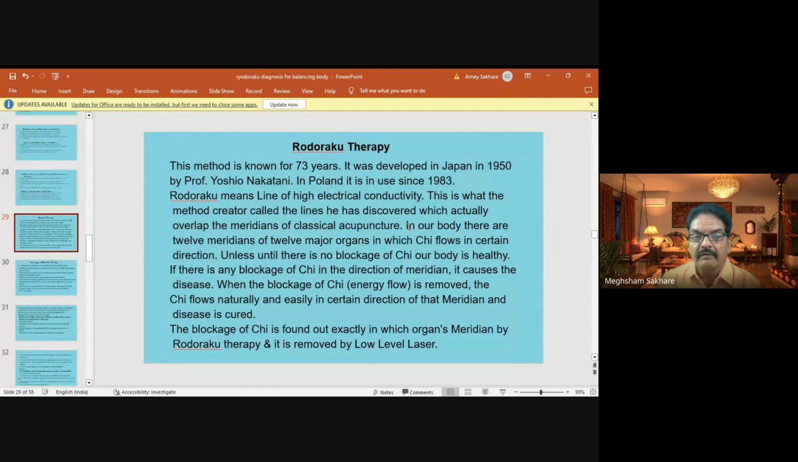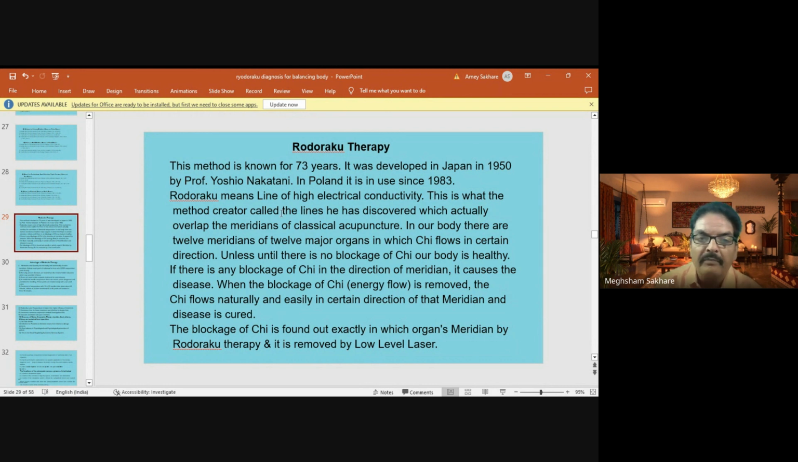Now all these rules are used in Rodoraku therapy. This Rodoraku therapy is 73 years old. It was developed in Japan in 1950 by Professor Yoshio Nakatani. In Poland, it is used since 1983. Rodoraku means the line of high electrical conductivity.